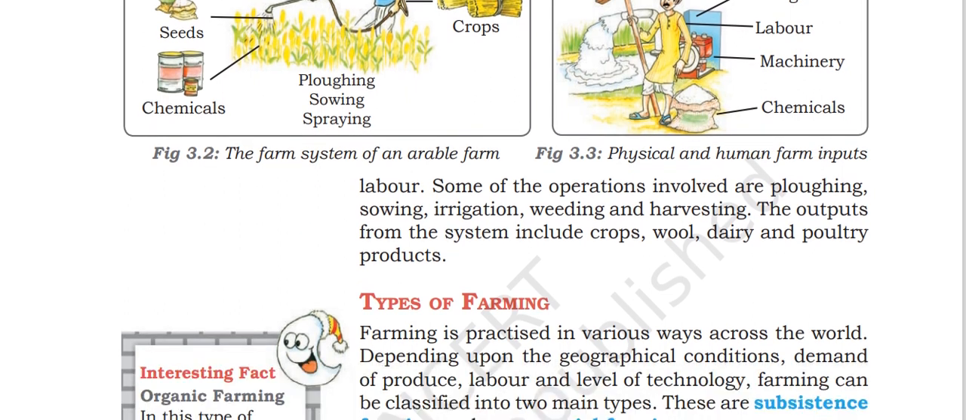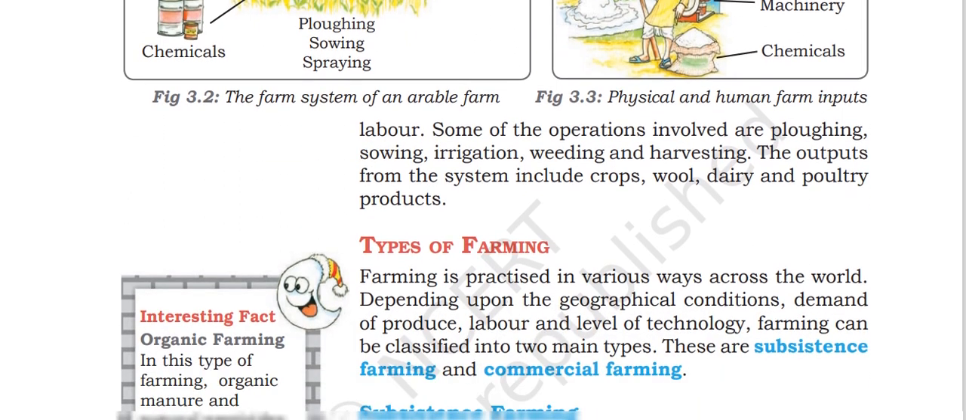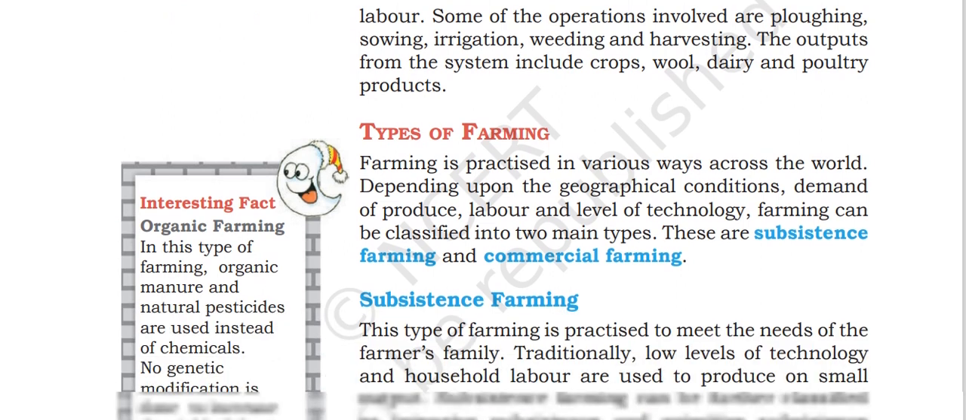Some of the operations involved are ploughing, sowing, irrigation, weeding and harvesting. The output from the system includes the crop, wool, dairy and poultry products.